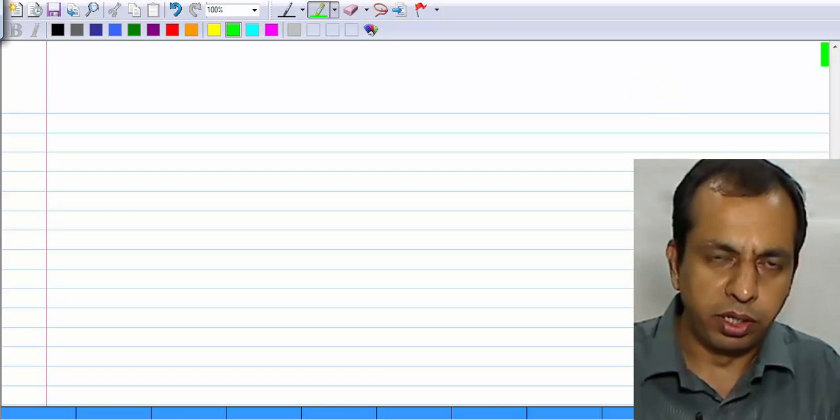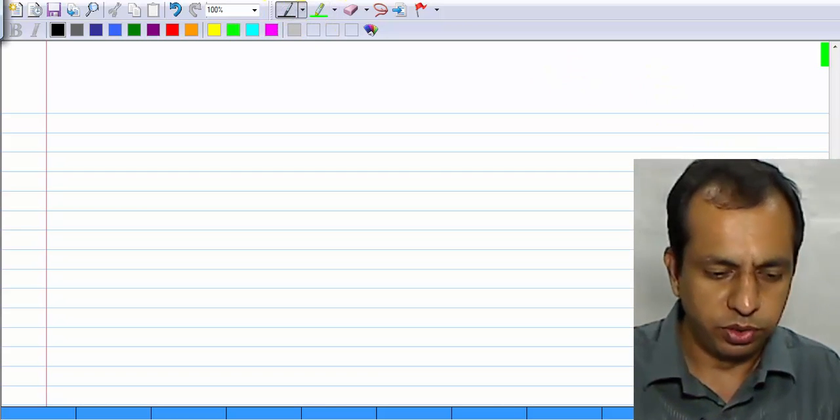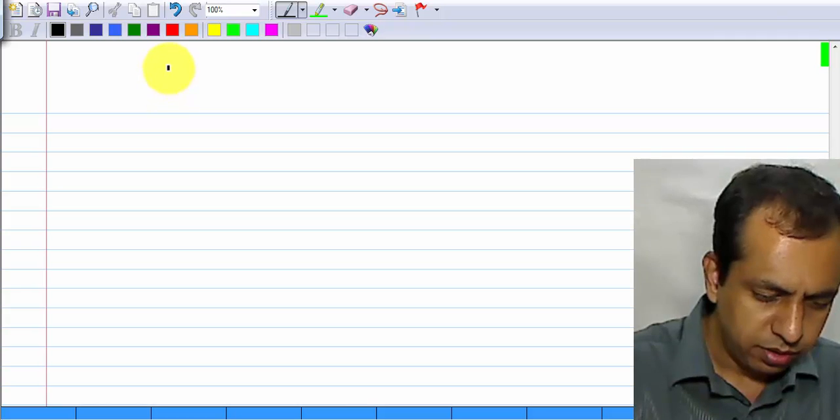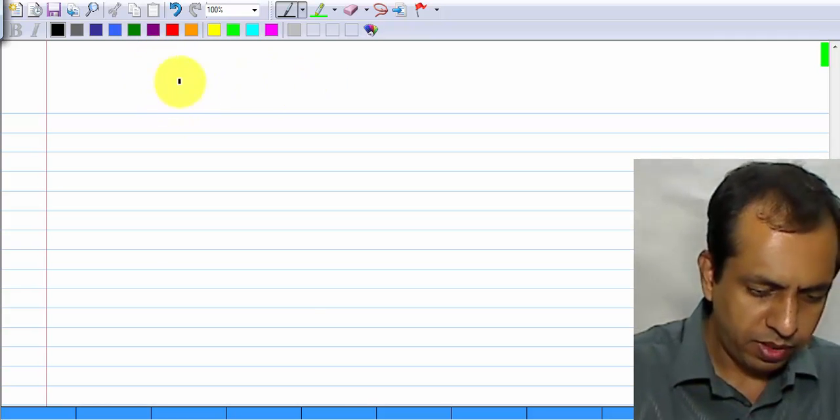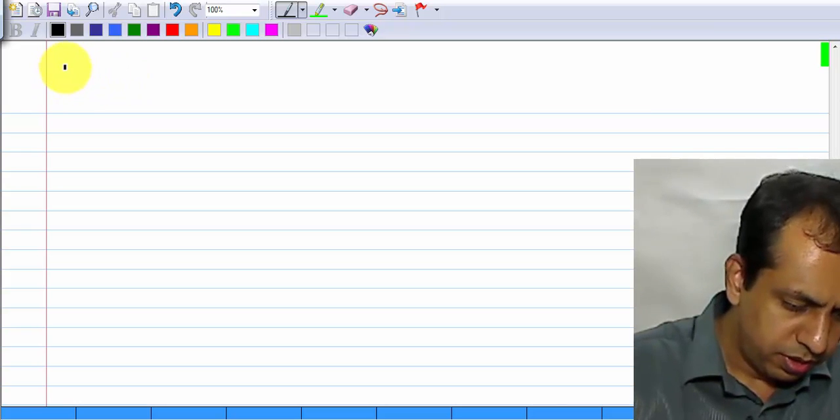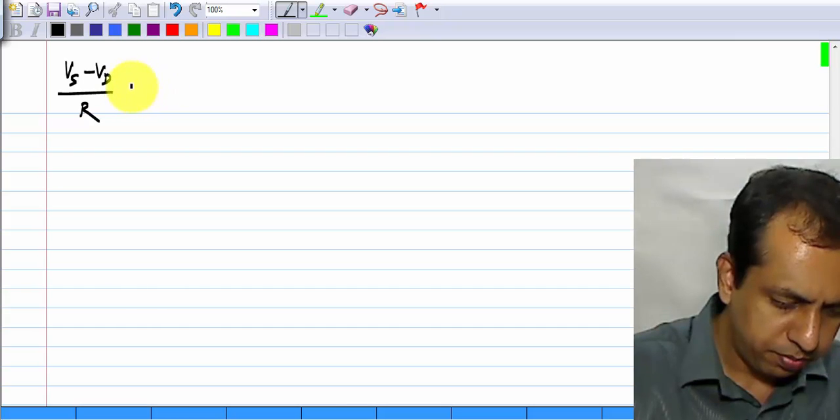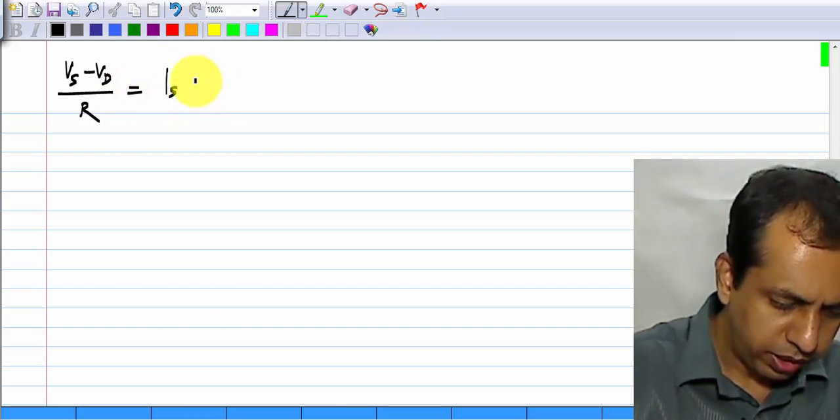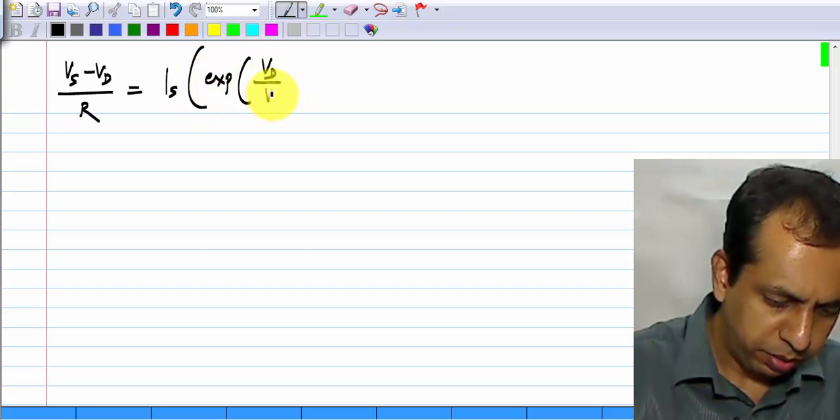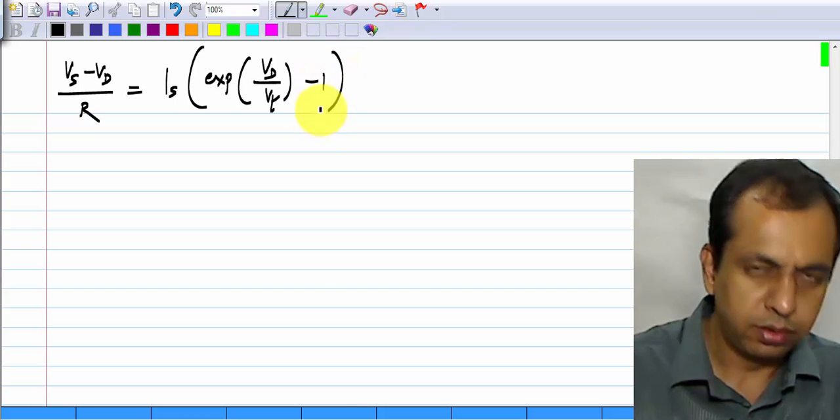In this particular case, it turns out you can do it because you have only two variables, one voltage and one current. So, the equation to be solved is (Vs minus Vd) by R, which is equal to Is exponential Vd by Vt minus 1.